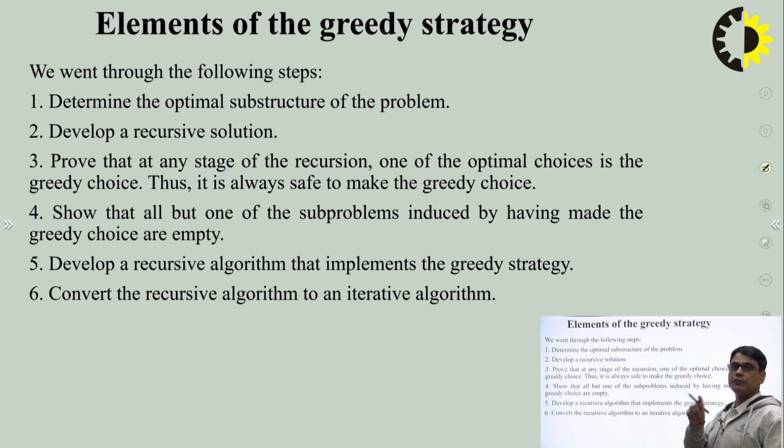That is very important, whatever process you are using. So you have to apply steps 1 and 2 in the hope that you are getting the best solution for every particular choice by using this greedy algorithm. And fourth thing, all but one of the subproblems induced by having made the greedy choices are empty. So only one particular greedy choice is available, that is the final solution. If the greedy choices you are taking are basically empty, it means only one choice is there.